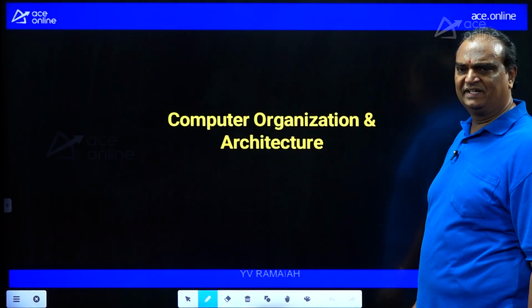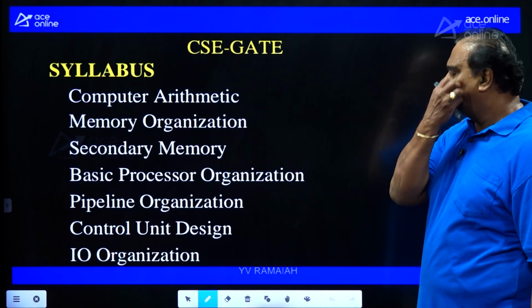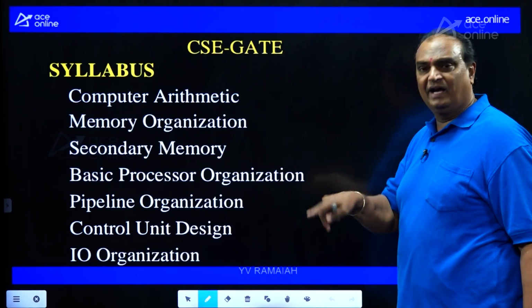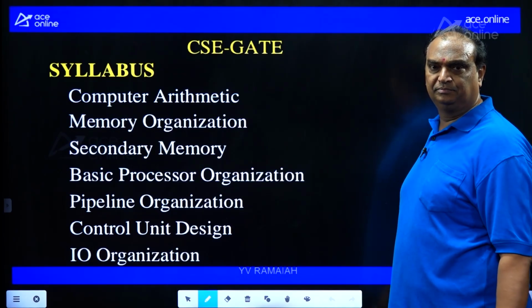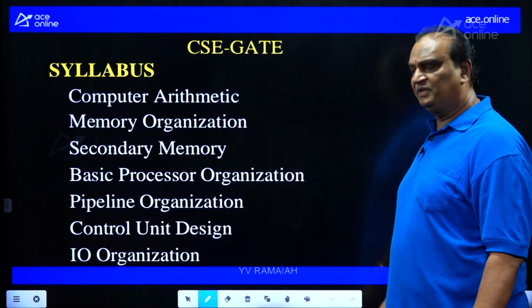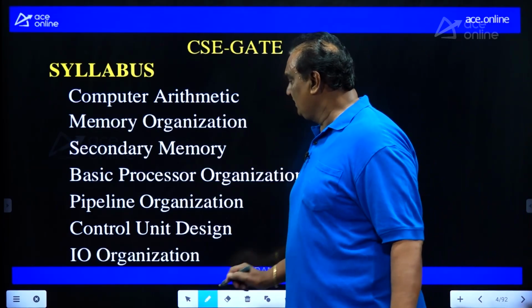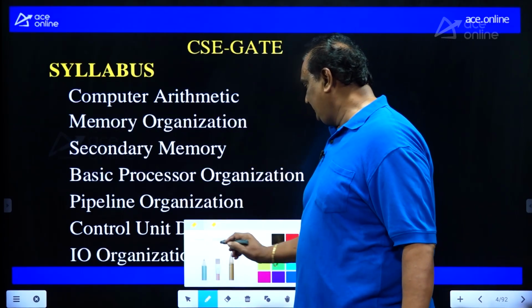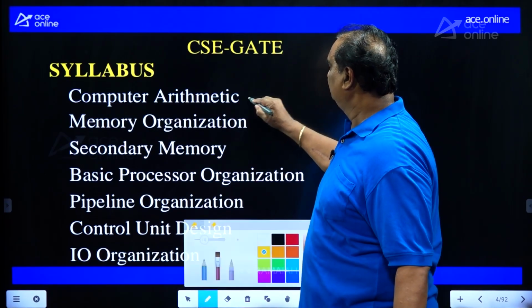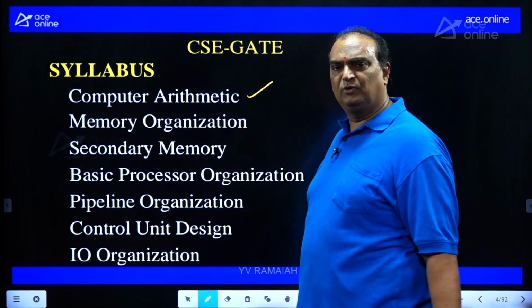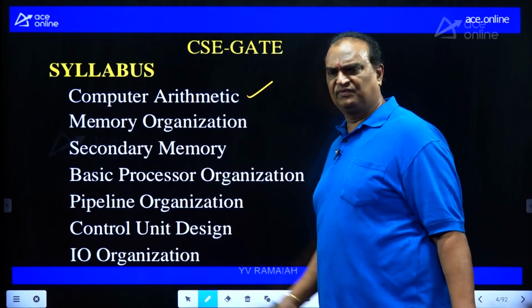Computer organization and architecture. Next, our syllabus. According to our style, the subject given by the GATE pattern is divided into 7 units. First one, computer arithmetic. Very important topic. Definitely we expect one question from this.